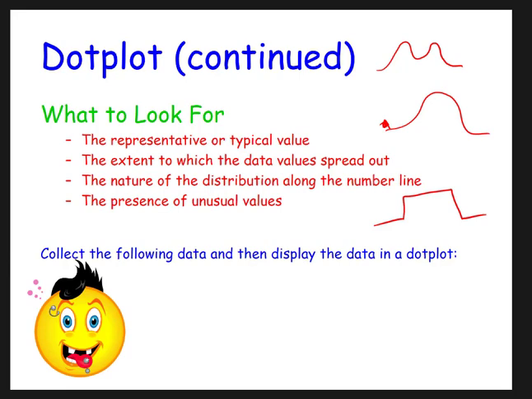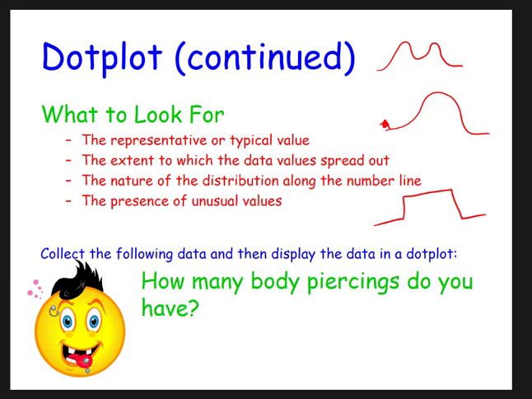So if we wanted to collect the following data and display it on a dot plot, we might use how many body piercings do you have? It's going to be from 0 to however many. Shouldn't be a huge range there. And we plot those dots on that number line.